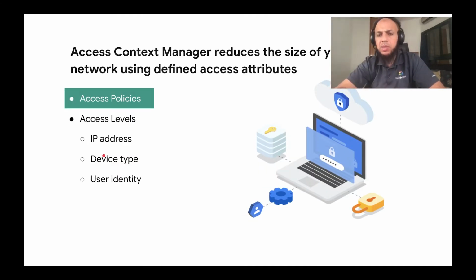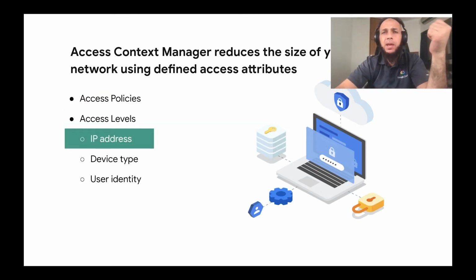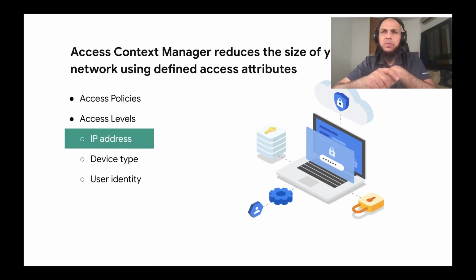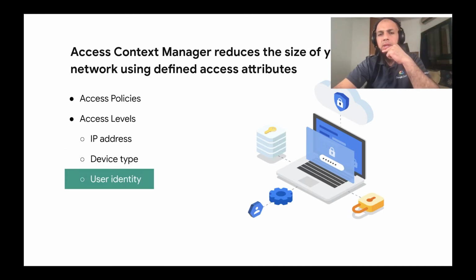And those access policies that we talked about are based on access levels. In the access level, I can specify the IP address. I can specify the device type. I can have control if I know that my company only uses a particular device. If you're not using that device, because I am in control of that, you won't be able to access the perimeter or copy data out. And then you've got the user identity. I can also specify which users are allowed to access this perimeter as well.